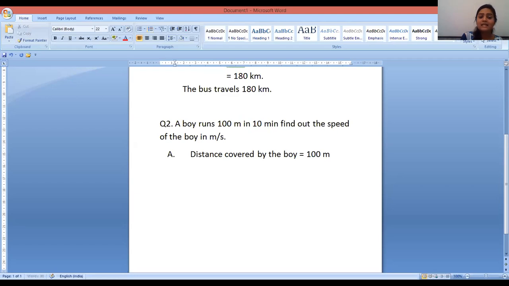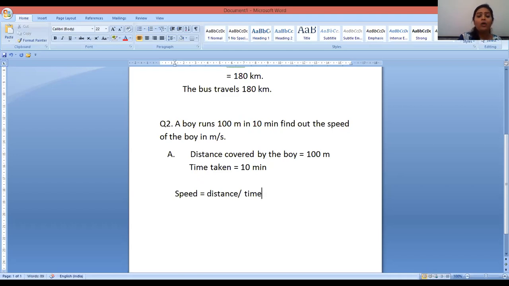Now the next thing that is given to us over here is the time. So time taken to cover the distance. What is the time taken? That is 10 minutes. Now what do we have to find out? We have to find out the speed. So we know the formula for speed. What is the formula for speed? Speed is equal to distance upon time.